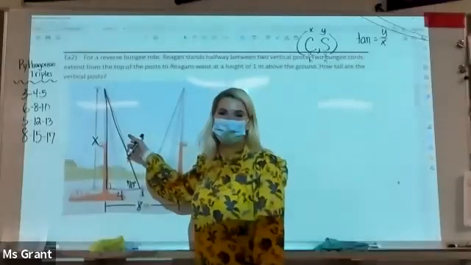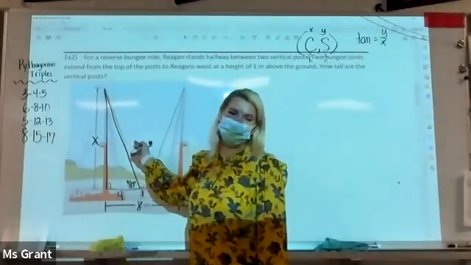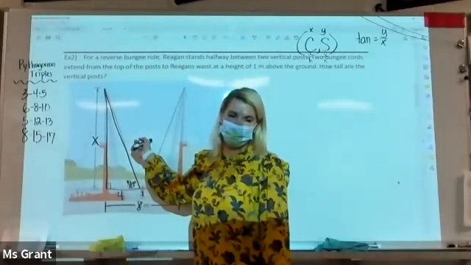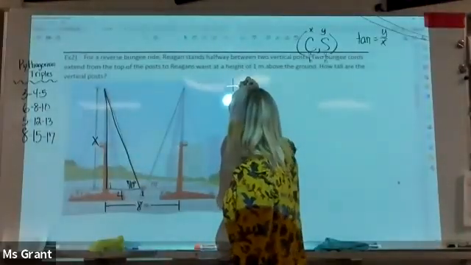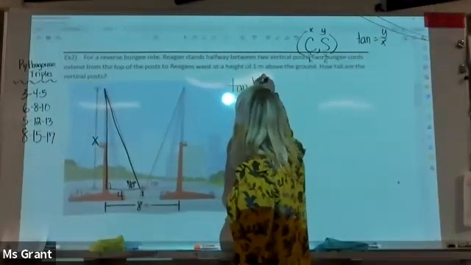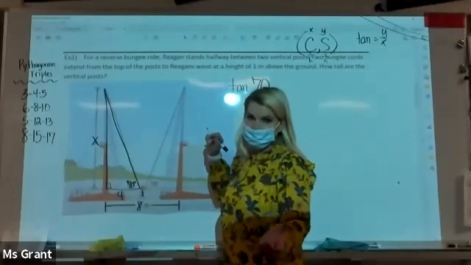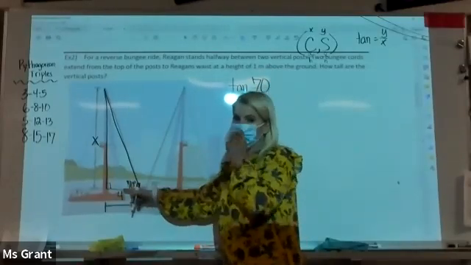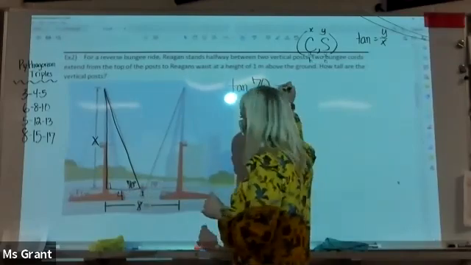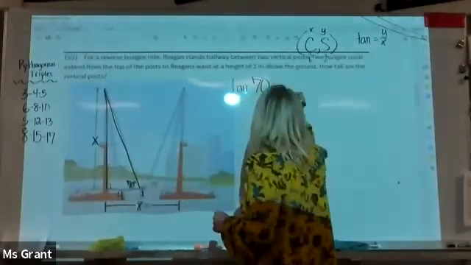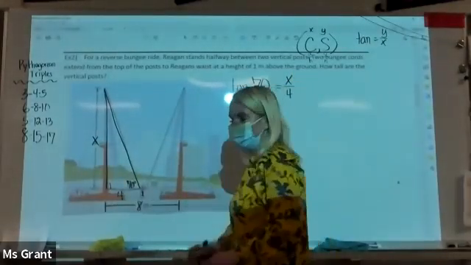Sine. Sine is opposite over hypotenuse, but I don't know the hypotenuse. Can we think of something else to use? Tangent. Tangent, opposite over adjacent. Tangent, and you put the degrees right after, yeah? Tangent of 70-degree angle equals opposite over adjacent, x over 4.